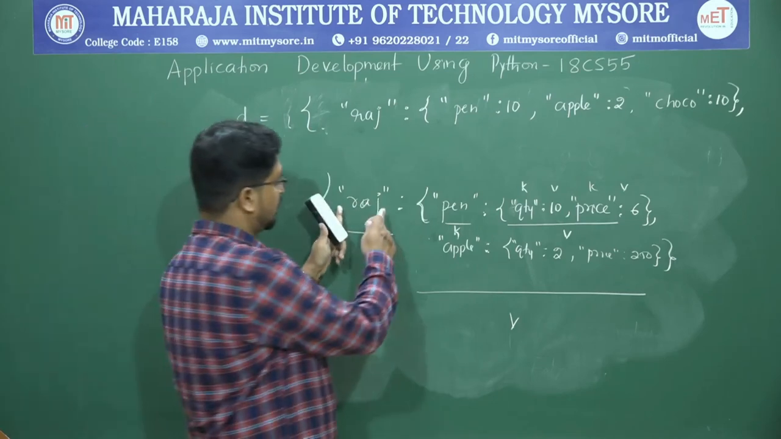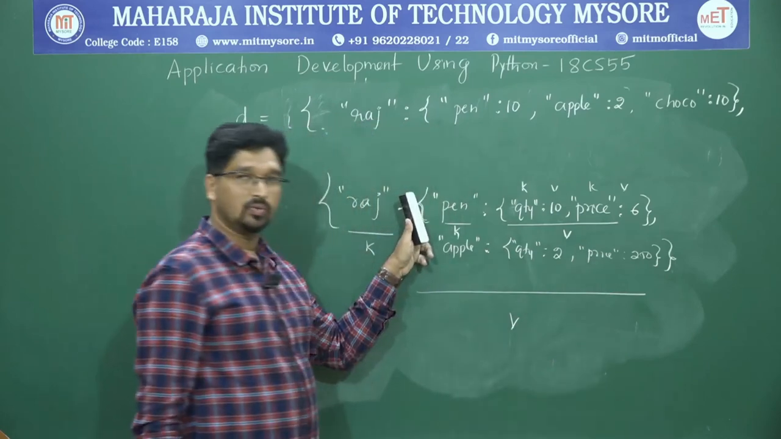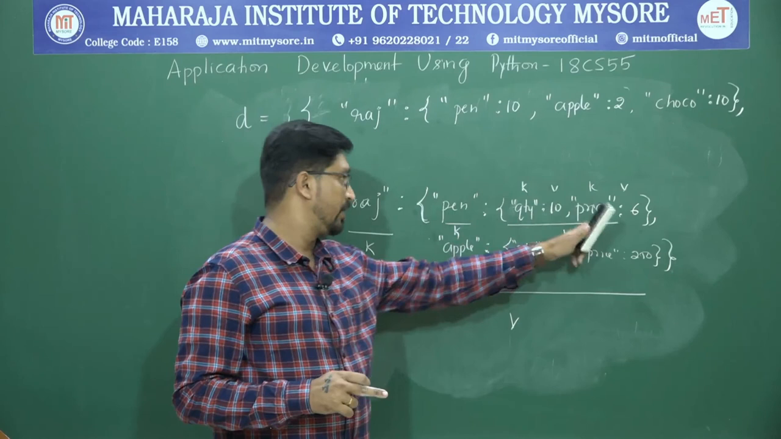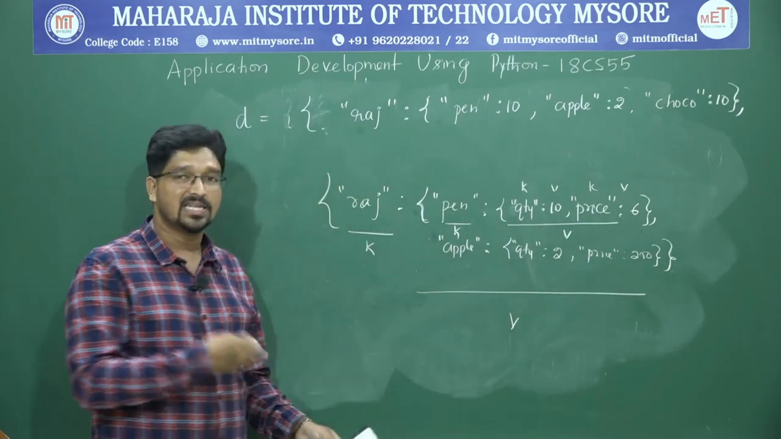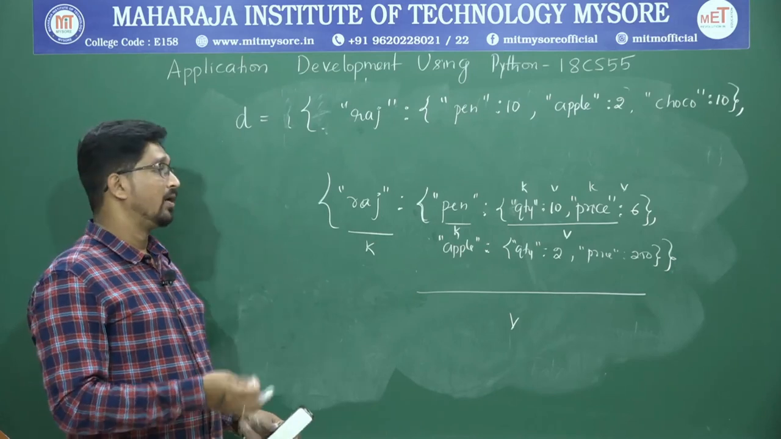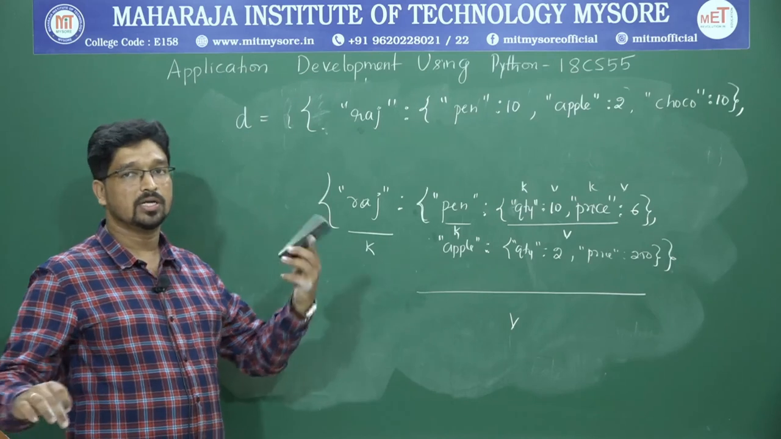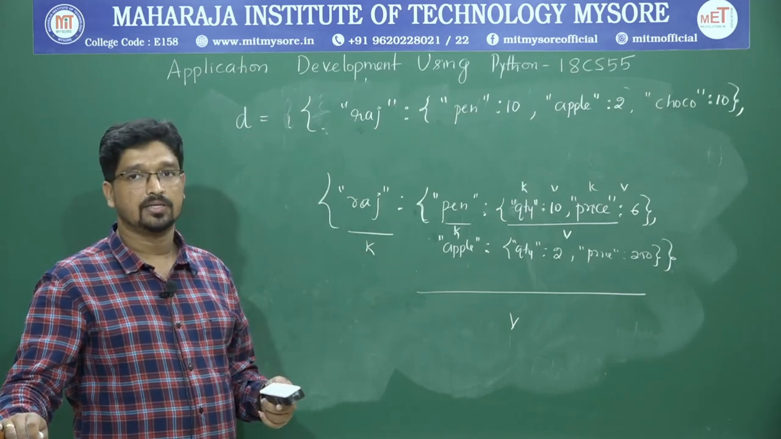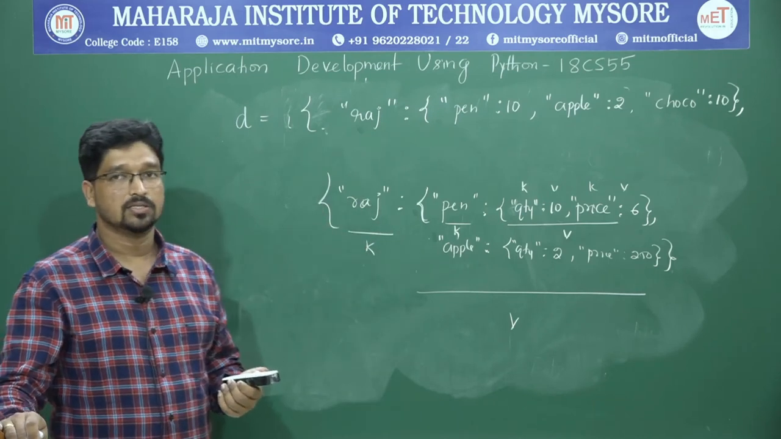This Raj is a key. This whole thing will be the value. That value contains again two dictionaries. One is pen, other one is apple. So this is how you write a nested dictionary. One value inside another dictionary, or one dictionary which is inside another dictionary. Right. Okay, this is how you write nested dictionaries.